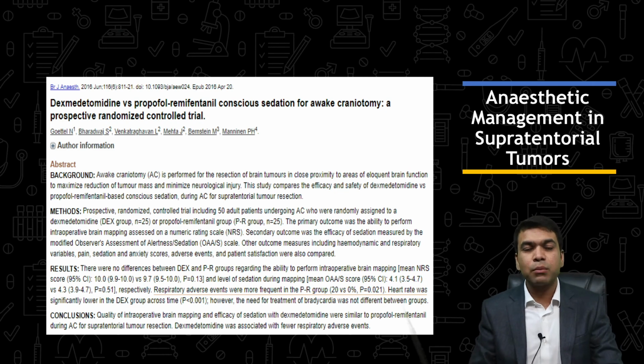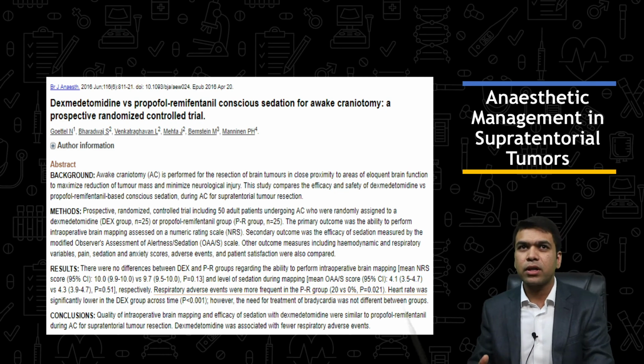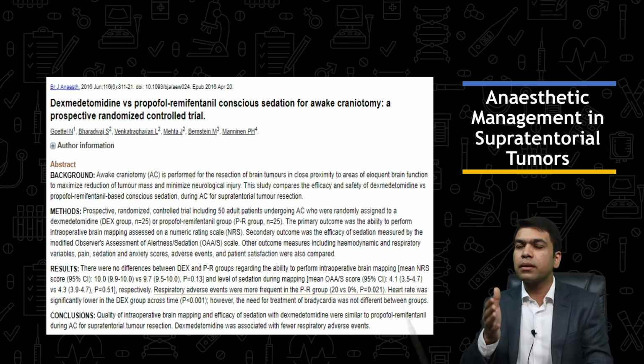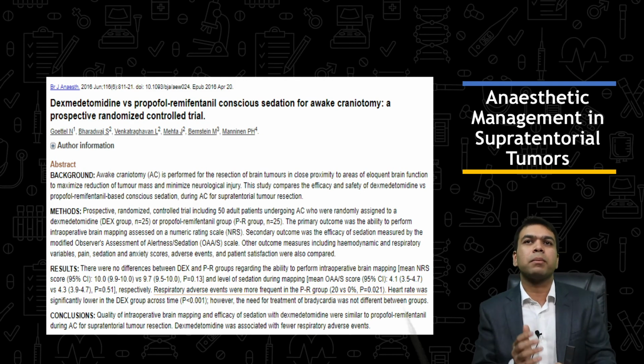So a study compared dexmedetomidine and propofol with remifentanil in awake craniotomy. They observed that there was no difference between the groups in respect to mapping, but the respiratory events are more in the propofol remifentanil group. So point to be noted.